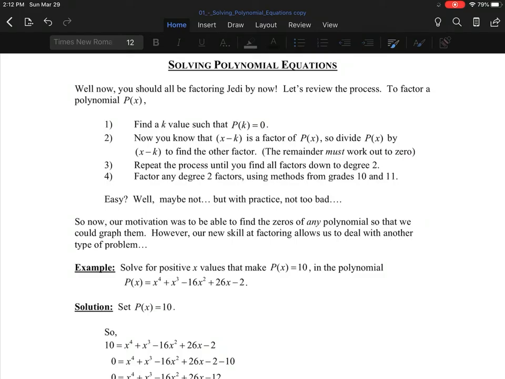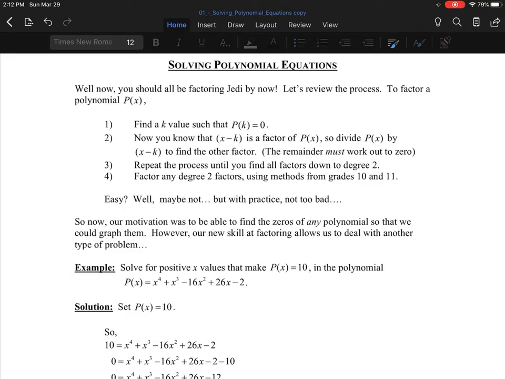That's what that assignment was all about. Repeat the process until you get all the factors down to degree 2. And then any degree 2 factors, you can factor those using methods you already know. Easy? Well, not easy, but with practice it's not too bad because it's very repetitive.